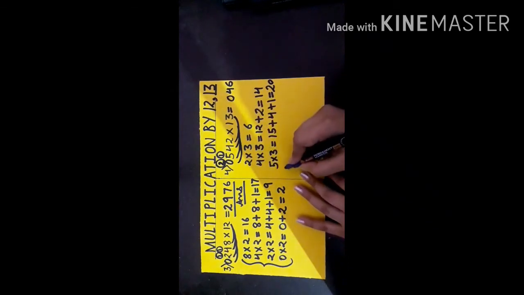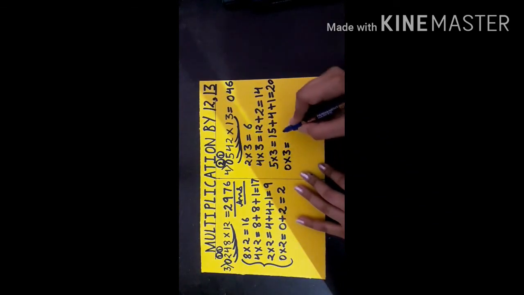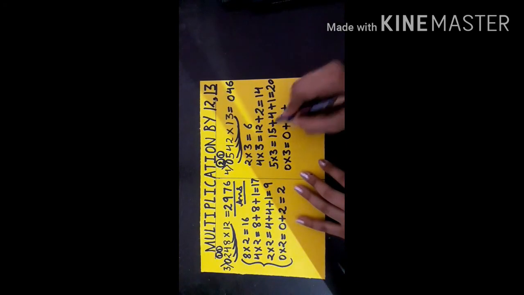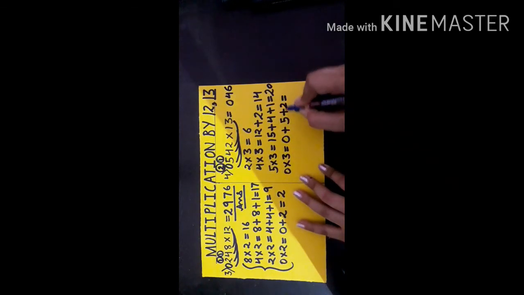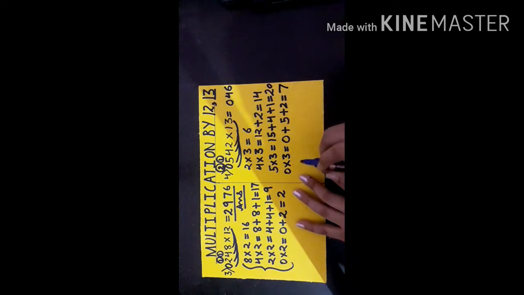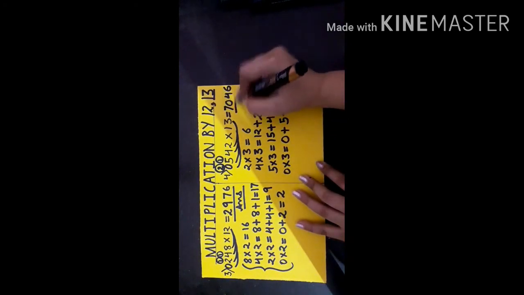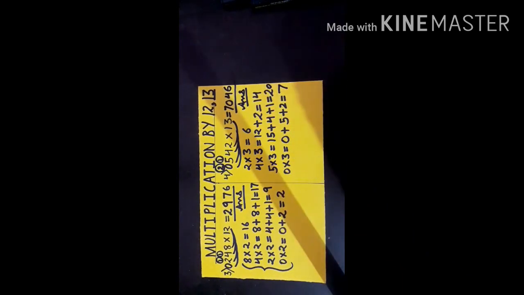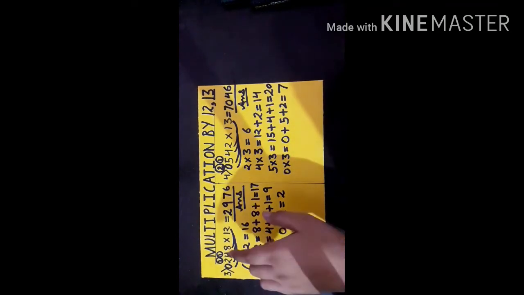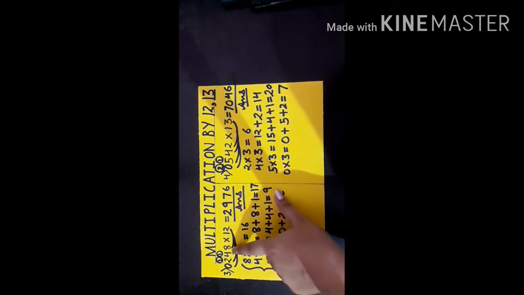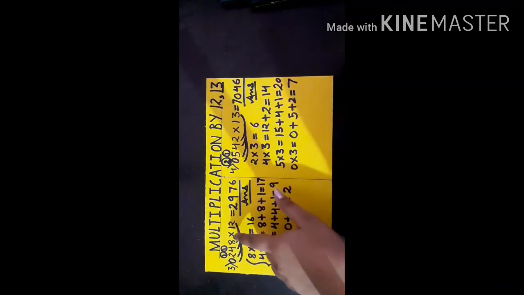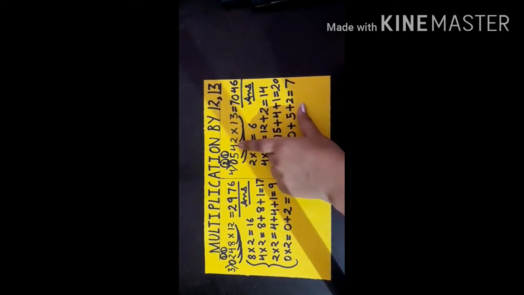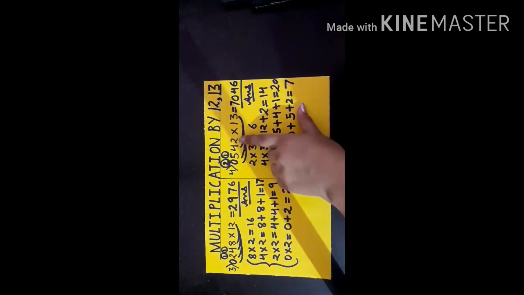Now the last, 0 multiply by 3. 0 3s are 0 plus the right hand side number which is 5 and the carry which is 2. So the answer is 5 plus 2, 7. This is your answer. Students, multiplication by 12 and 13 is the same. You just have to multiply by 2 in this one and by 3 in this one, because this is a multiplication by 12, so you have to multiply the number by 2. And this is a multiplication by 13, so you have to multiply your number by 3.